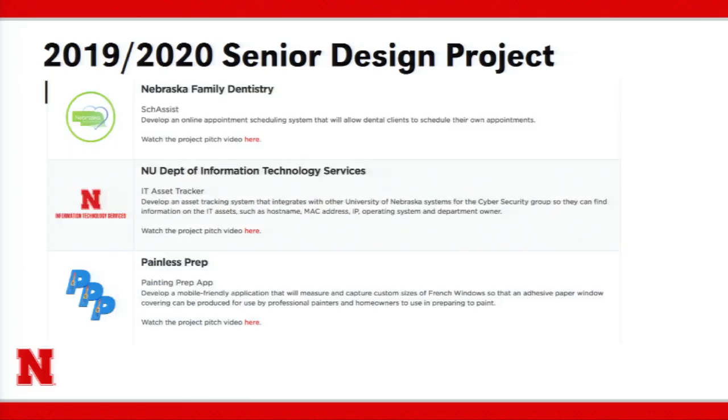Nebraska Family Dentistry. Brandon, welcome to the party. He's going to be building a scheduling assistant tool, mobile, I believe, right? Cool. And then the Nebraska Department of Information Technology Services, the IT asset manager. I do not see J.R. Noble, but he will be working on that. We're glad to have them, and of course we want to support the NU ITS department.